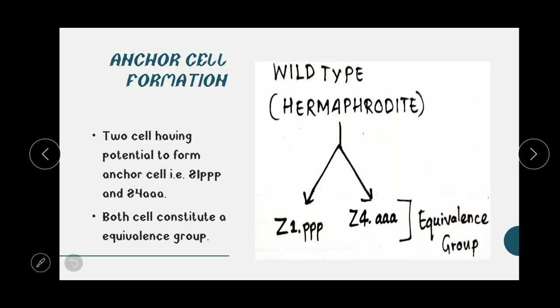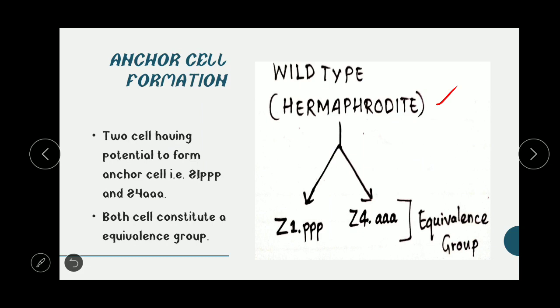Regarding anchor cell formation, as you know, the vulva is present only in the hermaphrodite, that is the female that can produce a limited number of eggs. The hermaphrodite will have the vulva because this is a part of the female sex apparatus, and the male individual can't have the female sex apparatus. So this is present only in the hermaphrodite individual, that is the female that has the ability to produce a limited number of sperm.